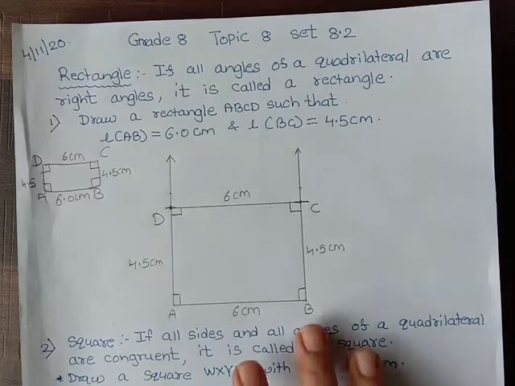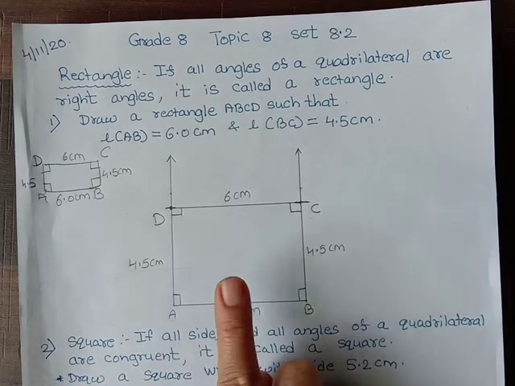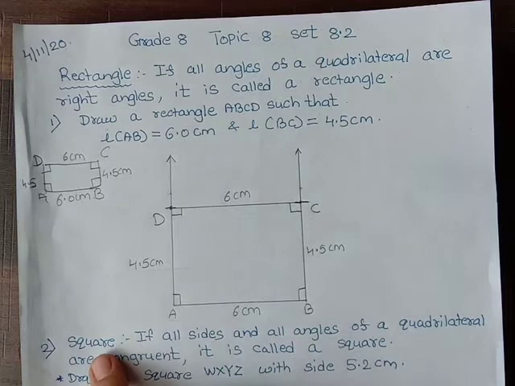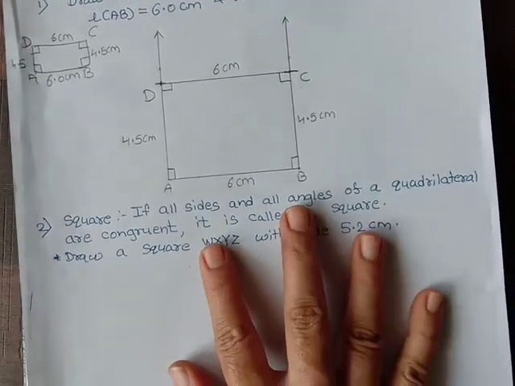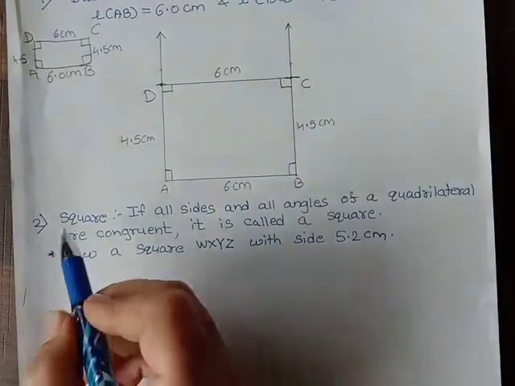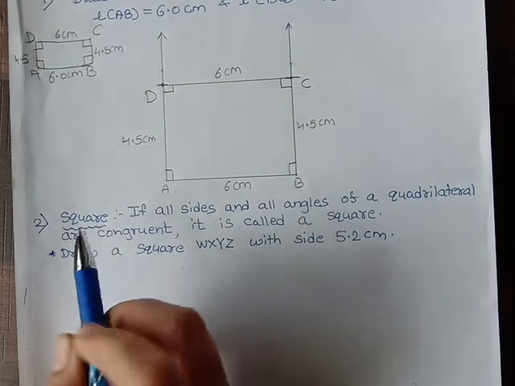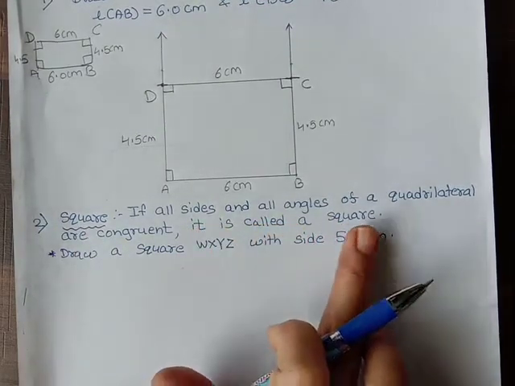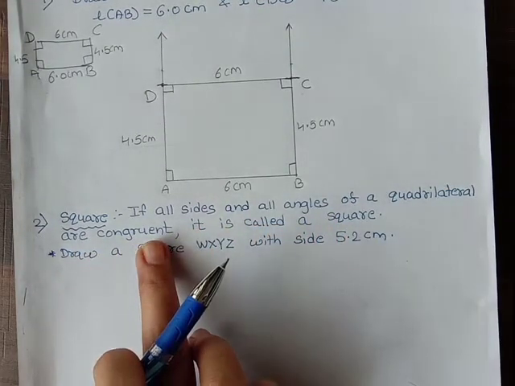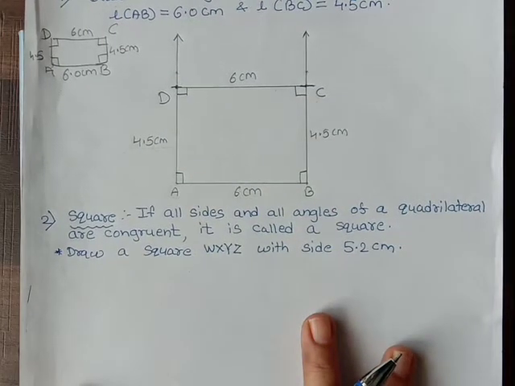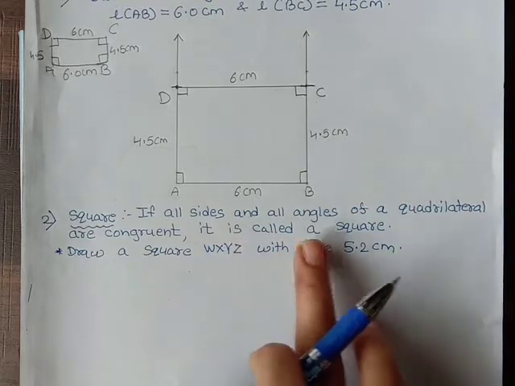Grade 8. In an earlier video, we have seen the construction of a rectangle. Today, let us see the square. So, before we start the construction, let us define what the square is. What is a square? If all sides and all angles of a quadrilateral are congruent, that means all four sides are going to be congruent and all the angles are also going to be congruent, then it is called a square.